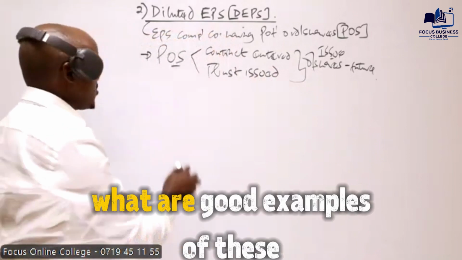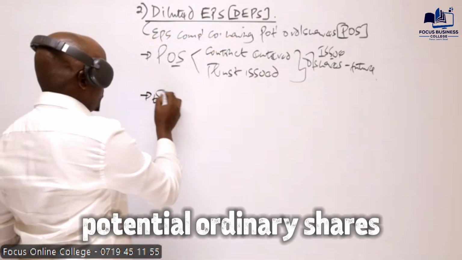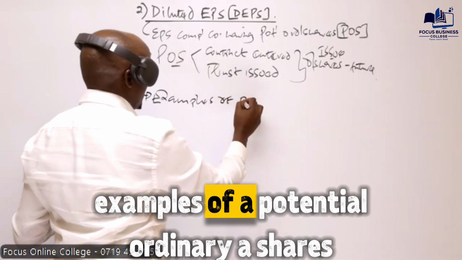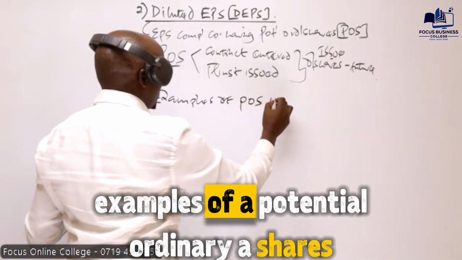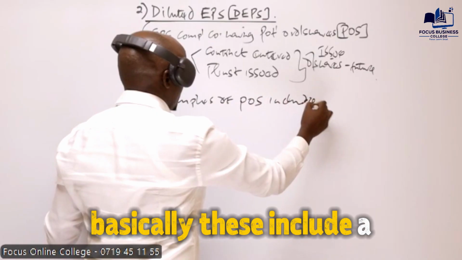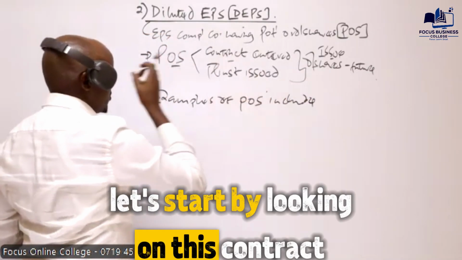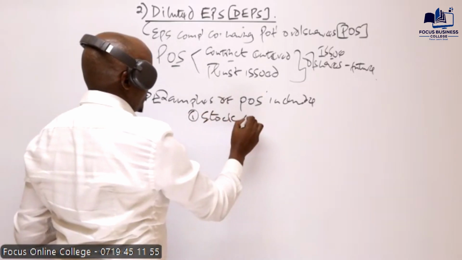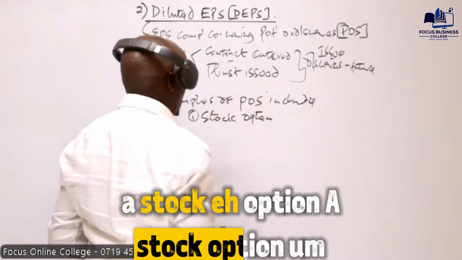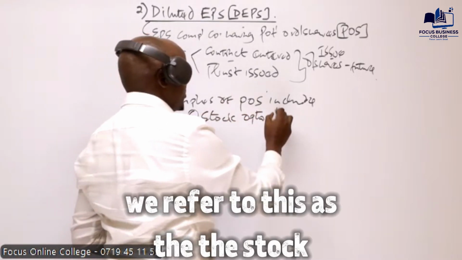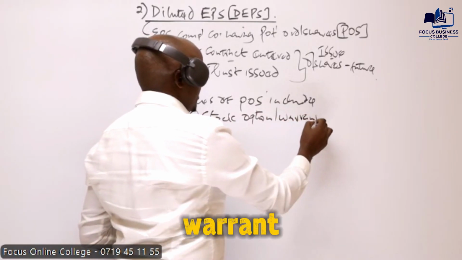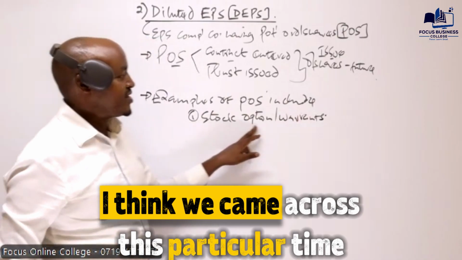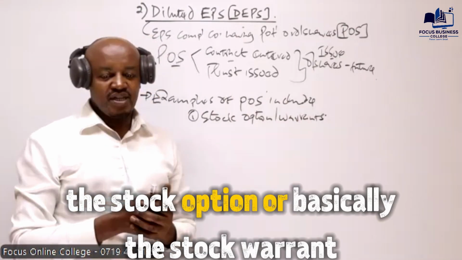Now, what are good examples of these potential ordinary shares? Let's start by looking at the contract. This includes something like a stock option. In other terms, we refer to this as the stock warrant. If you can recall, in our previous class we came across this particular term here, the stock option, or the stock warrant.